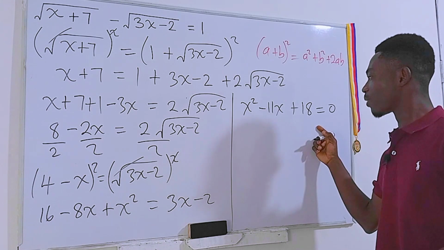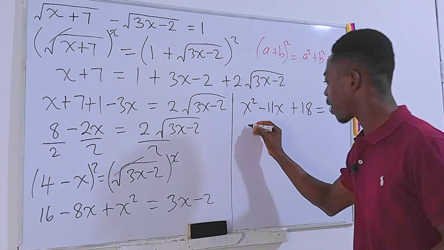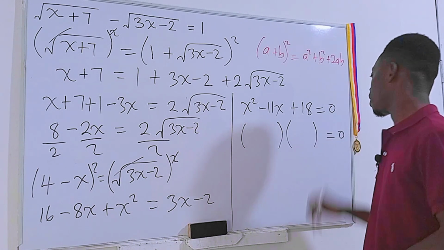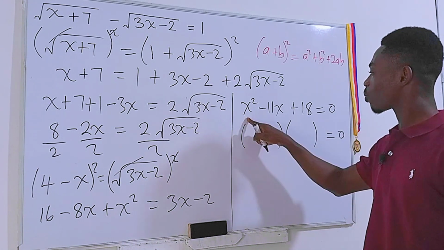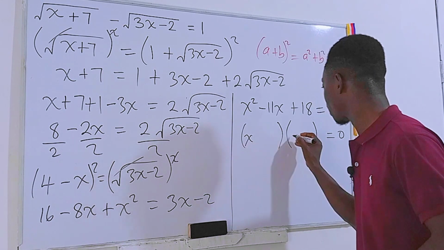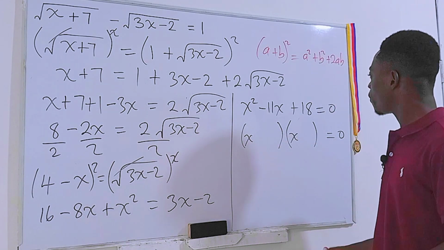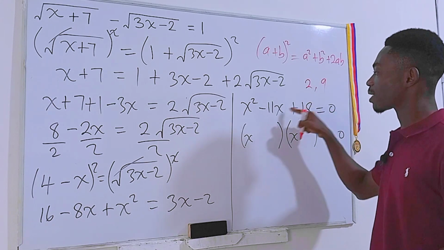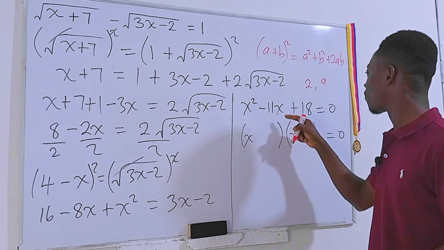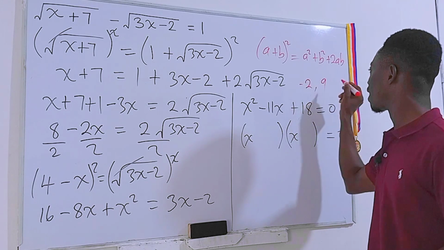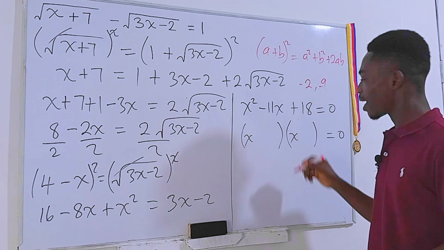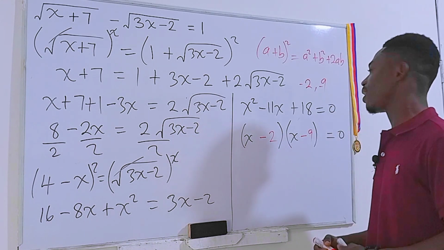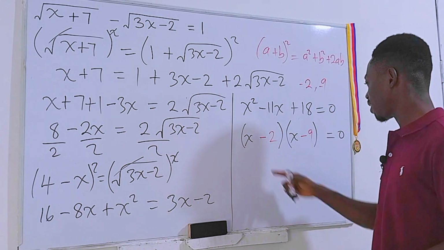Now we have this quadratic equation. Of course, you end up getting 2 factors, and it will be 0. What times what will give us x squared? We have x times x. Then you find 2 factors whose product will be 18, but whose sum will be negative 11. And of course, this is going to be negative 2 and negative 9. I'm going to put the negative 2 here and then the negative 9 right here. And we are almost done. This is equal to 0.